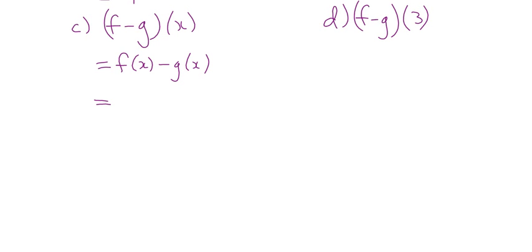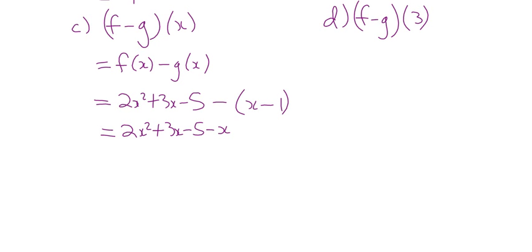Which is, what's that? 2x squared plus 3x minus 5. Now, because of the minus sign, I'm putting g of x in brackets, because I'm subtracting g of x, that function definition. And so in order to get the signs correct, I'm going to put that in brackets. So it'll be 2x squared plus 3x minus 5, removing the brackets, minus x plus 1. It doesn't hurt to spend an extra line or two just to get things right. So 2x squared plus 2x minus 4.